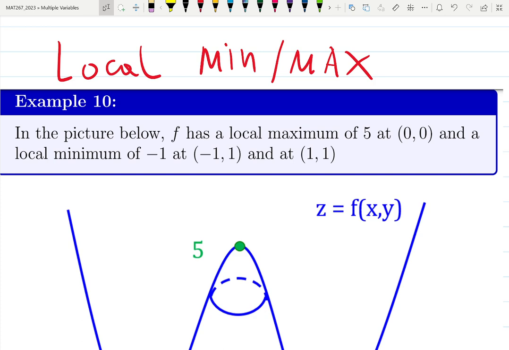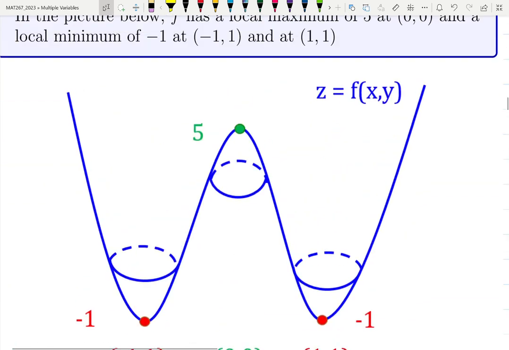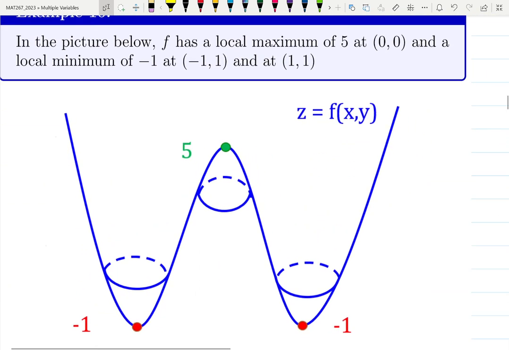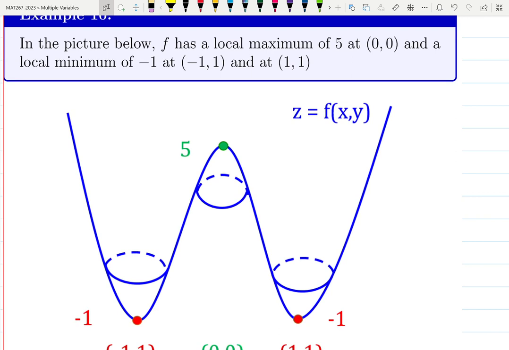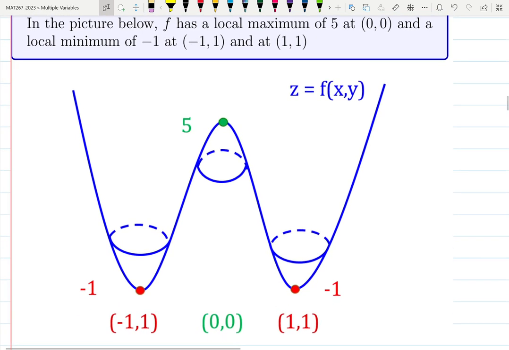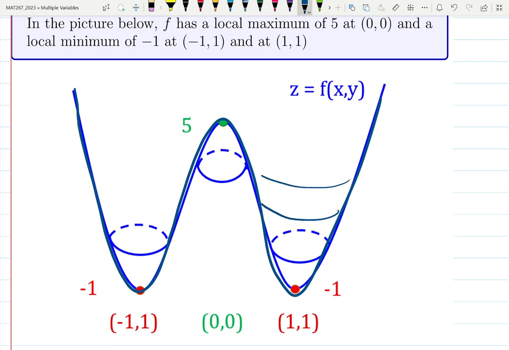In this picture below, F has a local maximum at 5 and local minimum at -1. Let me show you this. This is a 3D object, basically mountains, right? This mountain over here collects the water, but then there is also a hill and so on. So just like in Calculus 1, it has minimum and maximum. Some of them are global if this is the biggest hill or the smallest pit. And then some of them are local.